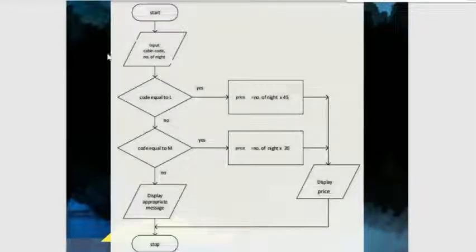Okay, make sure that the shape is correct. Terminal, terminal, bukan over, terminal. Okay, input, output, output bentuk parallelogram, proses bentuk rectangle, and last but not least, selection atau option bentuk diamond. Don't forget the label as well. Kalau tak label pun kita tolak markah.